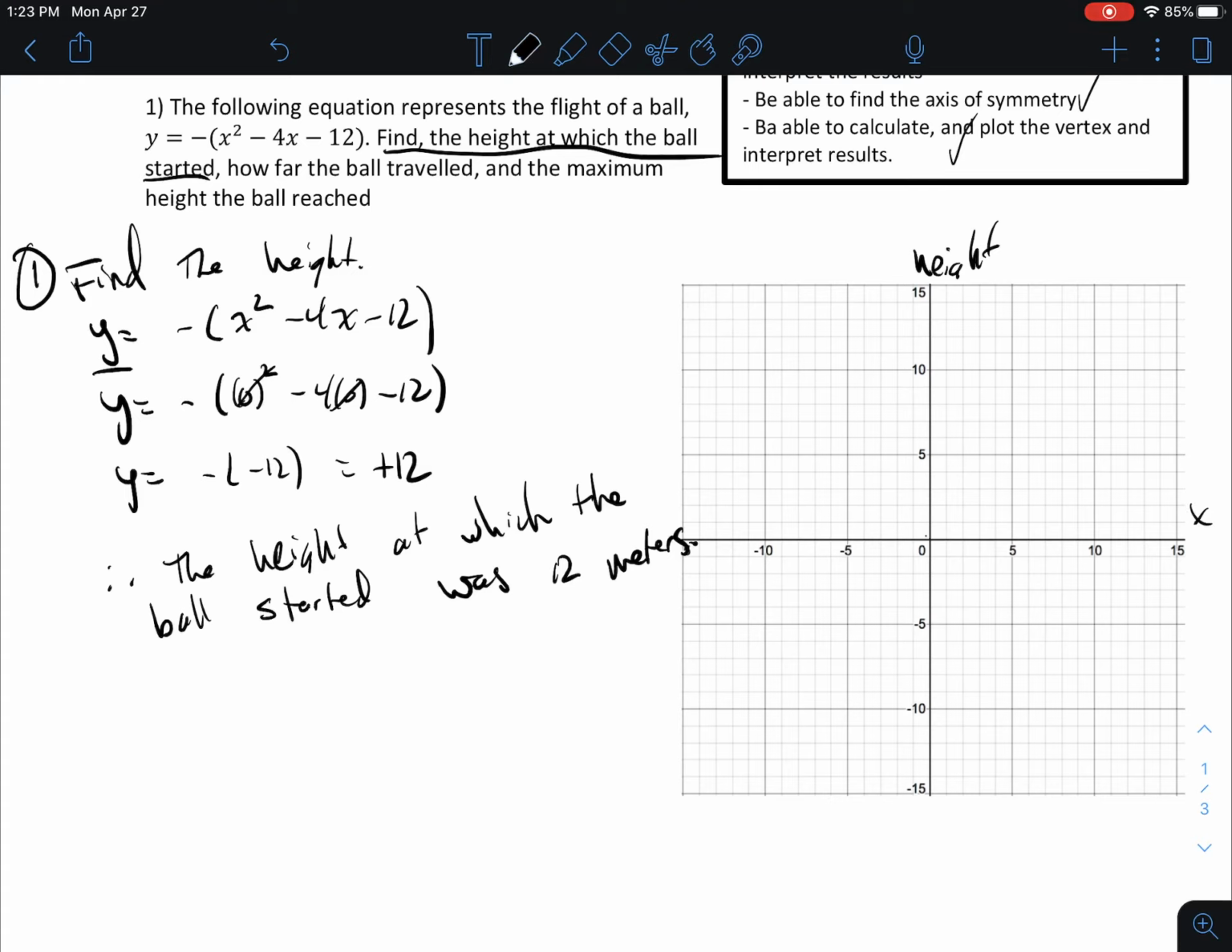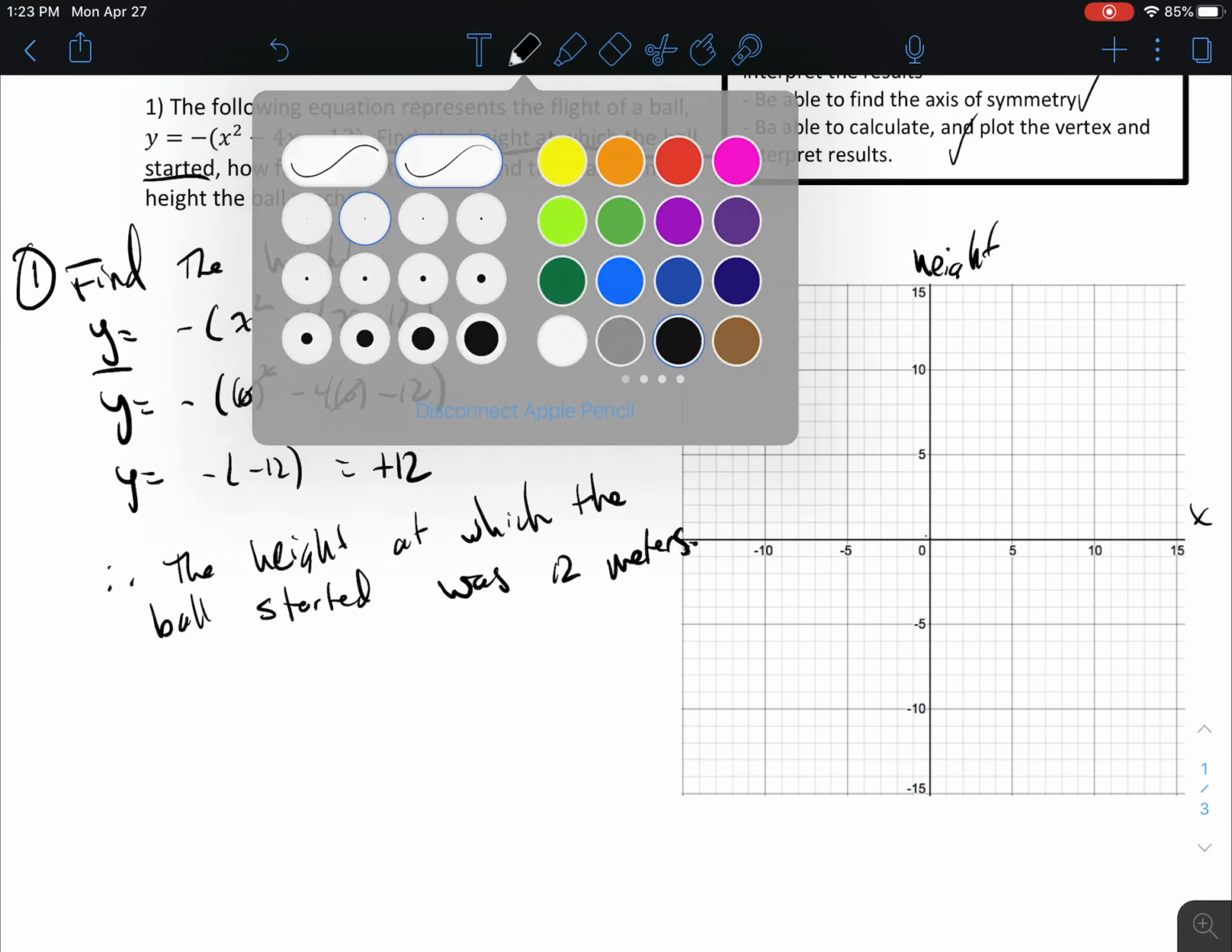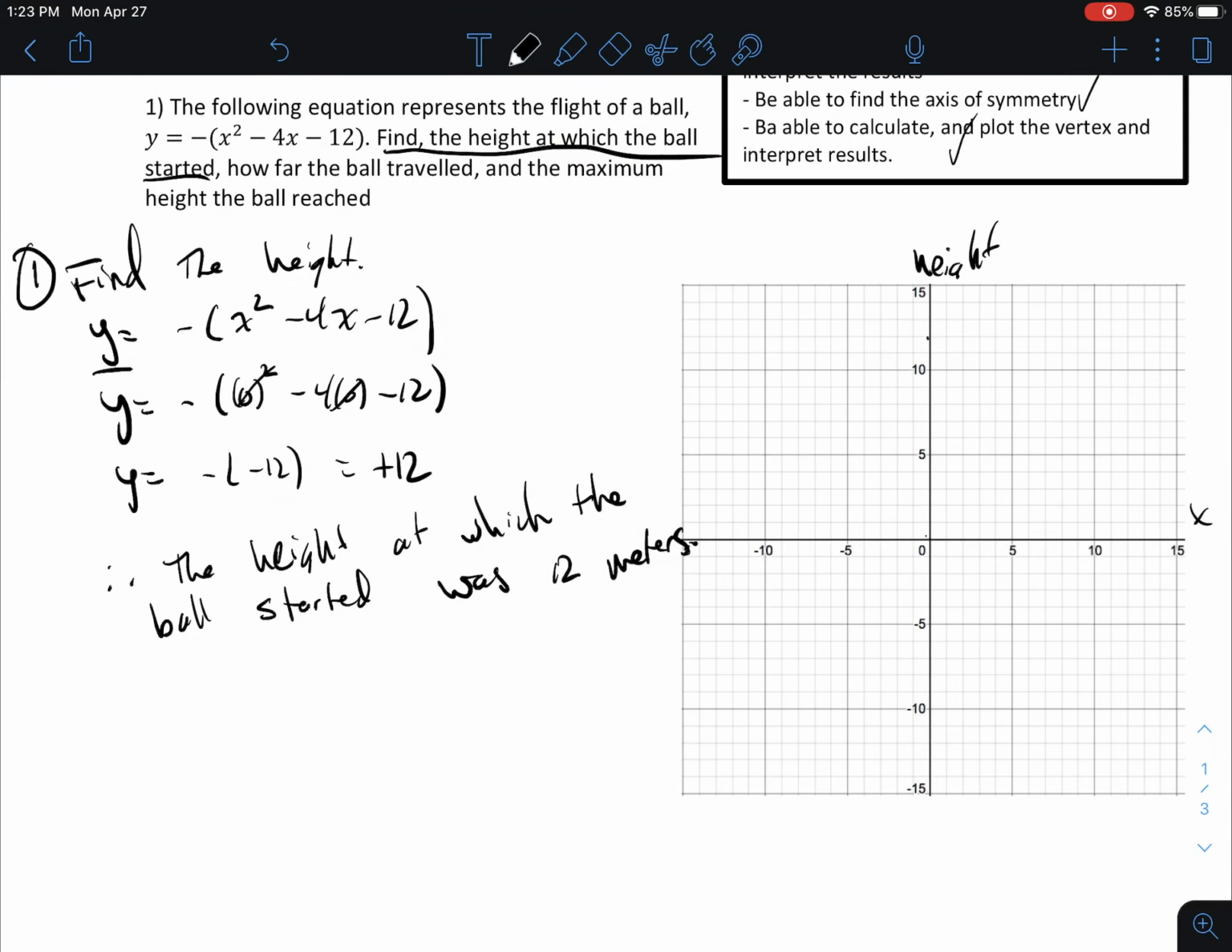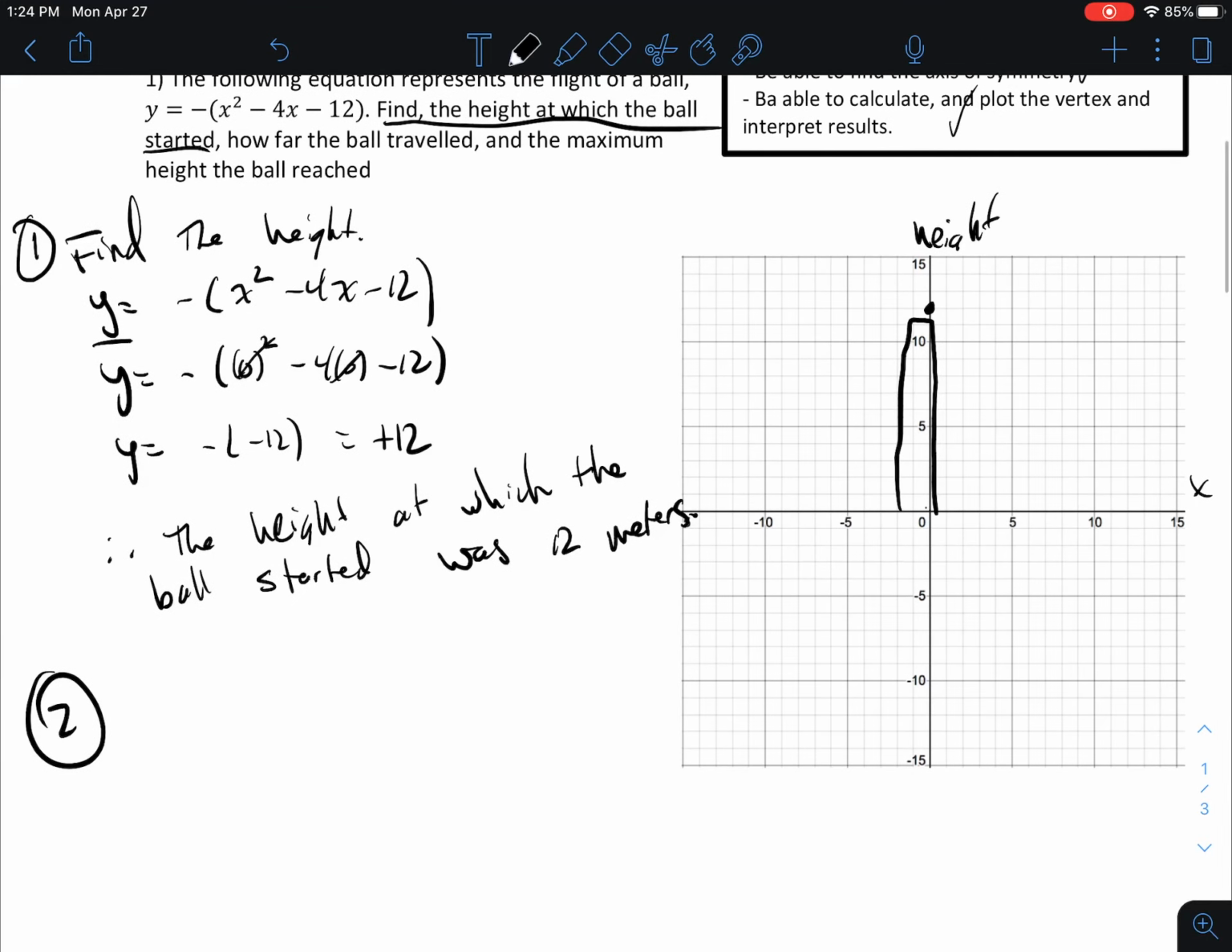Okay, so which means I can get rid of this now. I'm going to get rid of these arrows and all this stuff. I hope the x can stay. It means that at 0, the ball started at 12 meters. That's the height of a building or something, right? We can draw our building. We're shooting this ball off the top of a building or something.